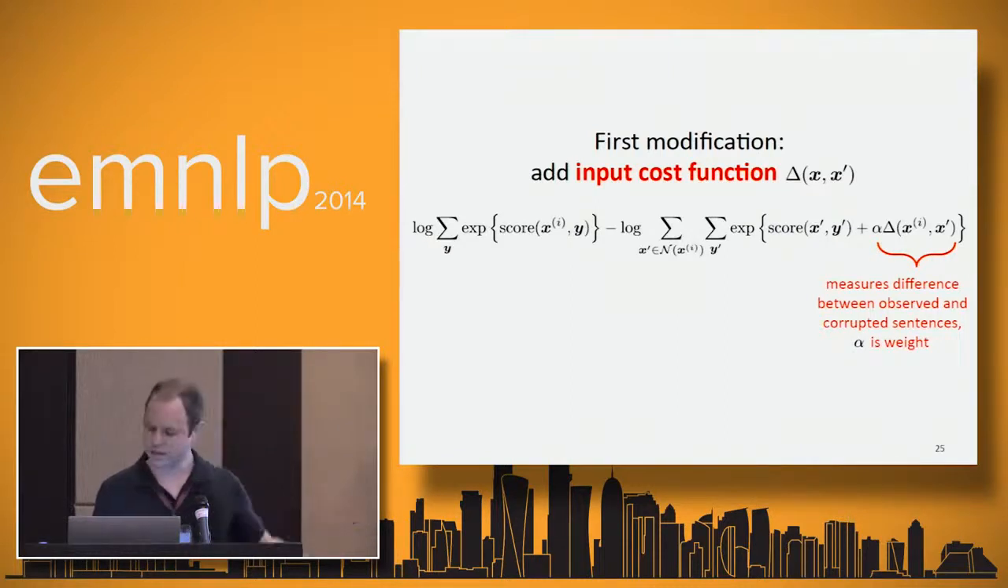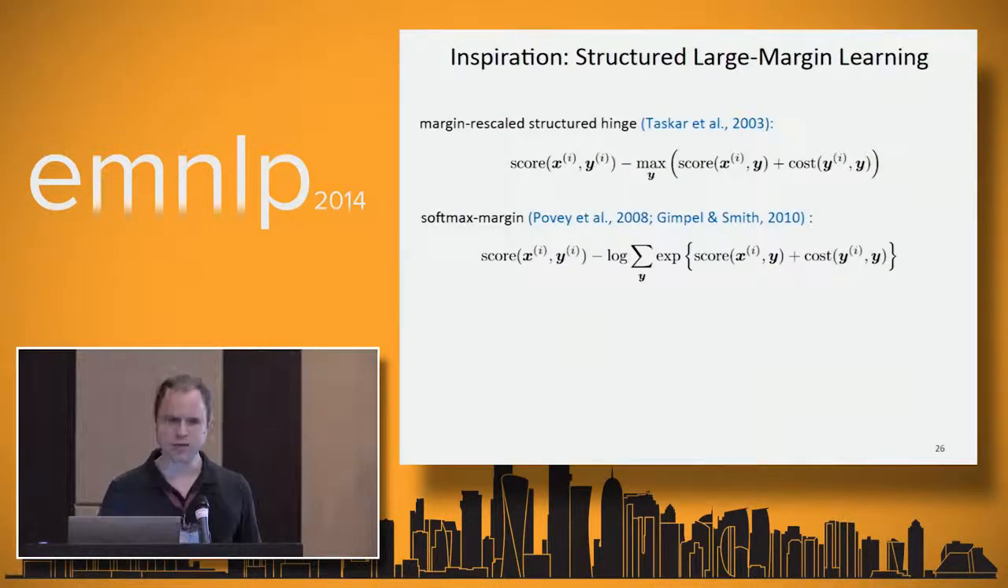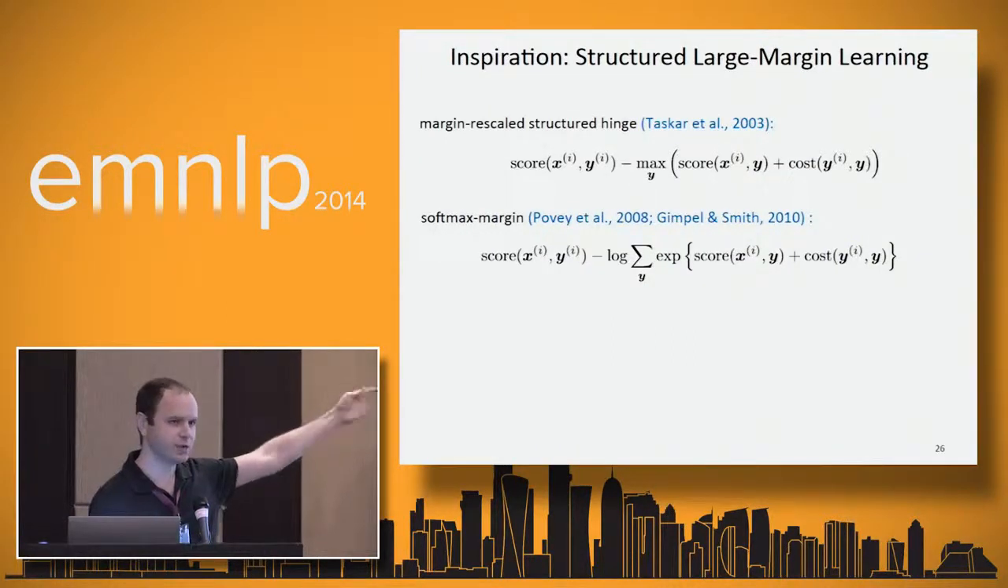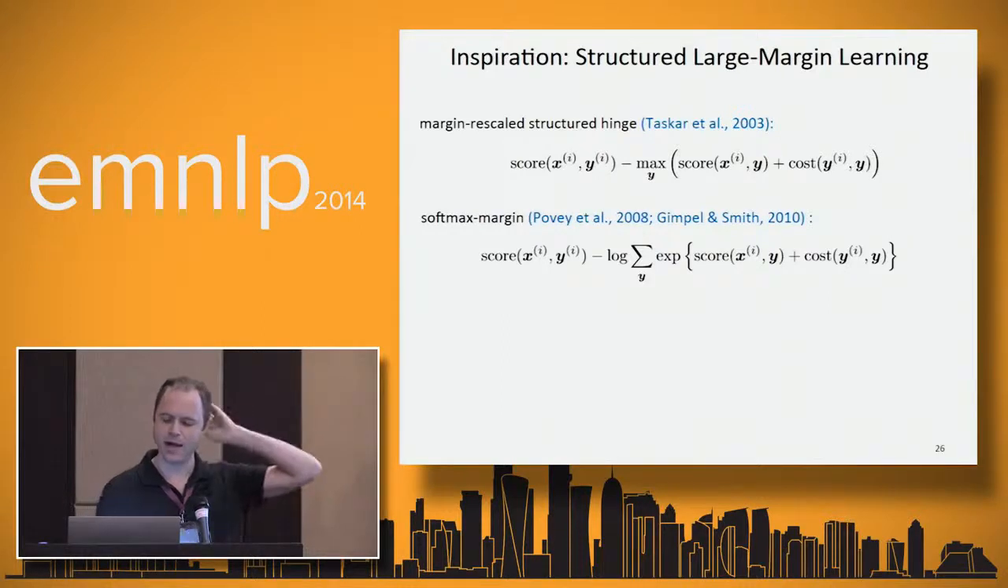I'm writing it like this to expose the connection to structured large margin learning, and especially the margin rescaled structured hinge loss first developed by Taskar et al. For this slide, we're doing supervised learning, and so we have x_i and y_i. So it's a given sentence and its actual, say, part of speech tag sequence. This is written as a gain function. We're trying to improve the score of the observed pair, x_i, y_i, and penalize the score of the so-called loss-augmented y, which has high score and high cost.